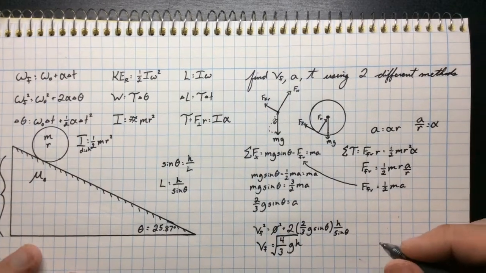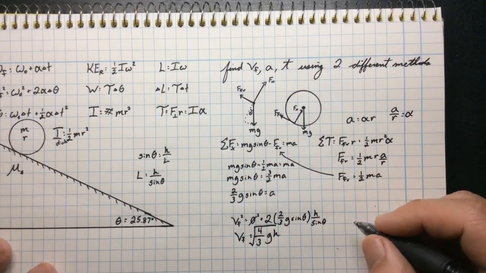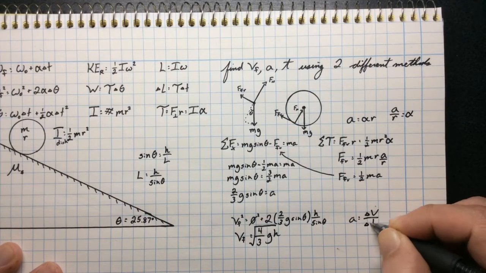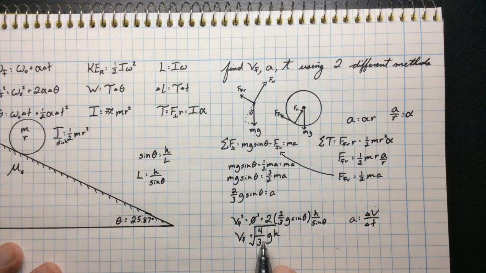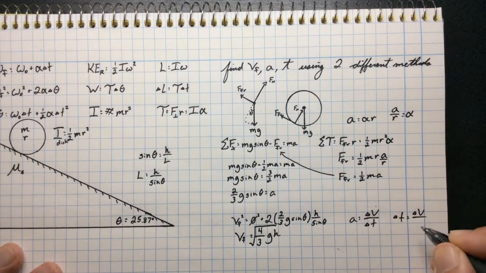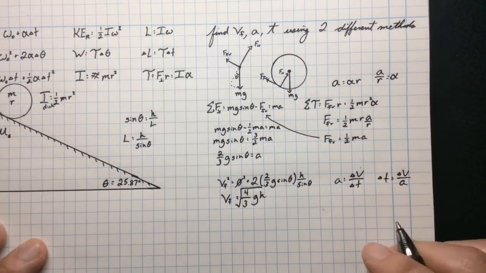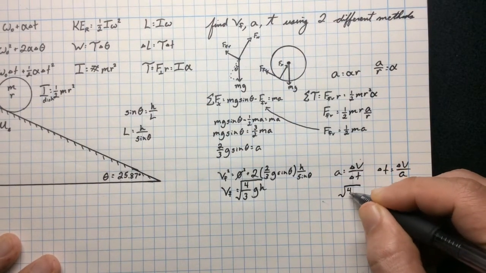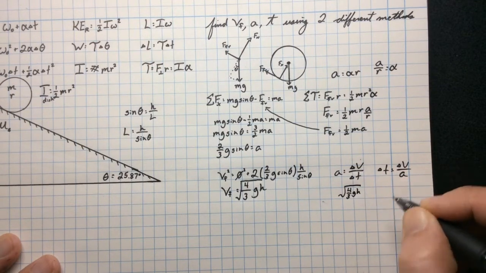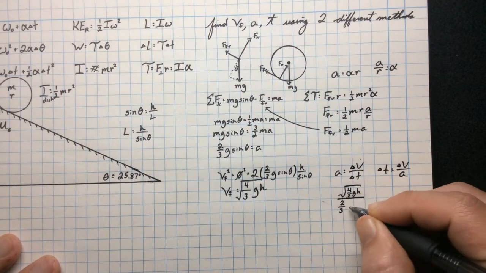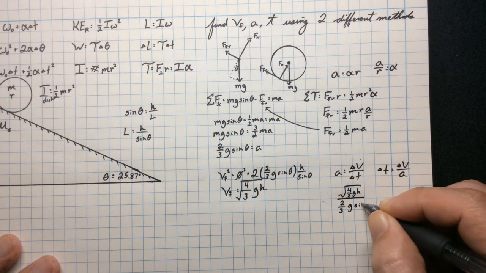And to find my time, I know that by the definition of acceleration, acceleration is a change in velocity over a change in time. And so my change in velocity is this. I just need to divide by my acceleration, right? Because I want that change in time. So change in velocity divided by acceleration should give me time. And let's find out what that is. So I have the square root of 4/3 gh, that's my change in velocity, divided by my acceleration, which was 2/3 g sine theta.